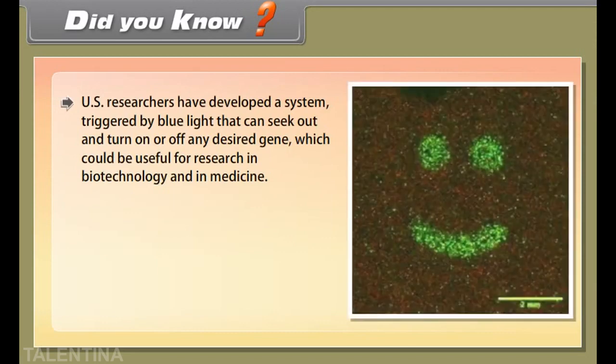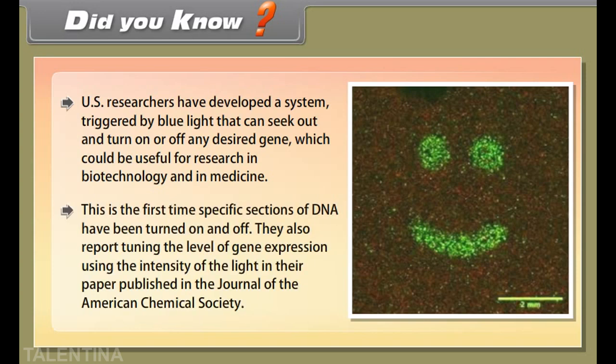Did you know? US researchers have developed a system triggered by blue light that can seek out and turn on or off any desired gene, which could be useful for research in biotechnology and in medicine. This is the first time specific sections of DNA have been turned on and off. They also report tuning the level of gene expression using the intensity of the light in their paper published in the Journal of the American Chemical Society.